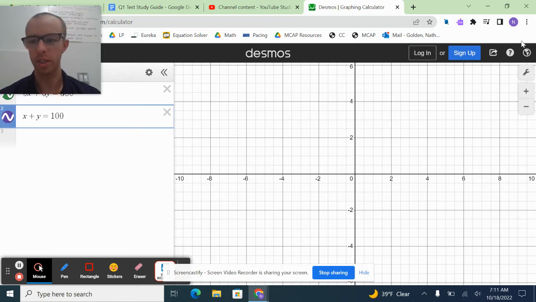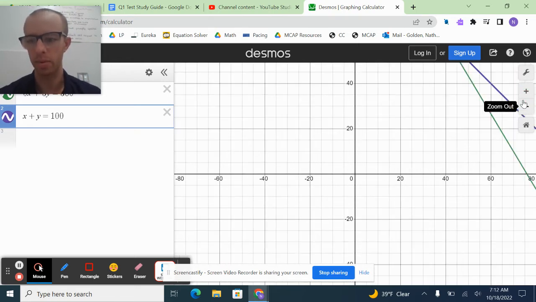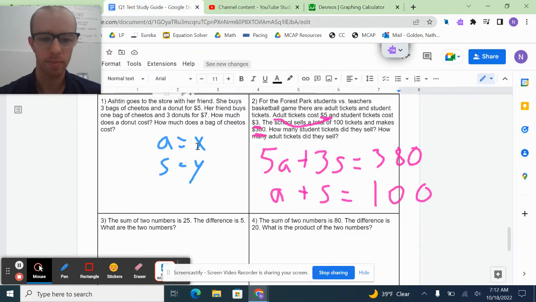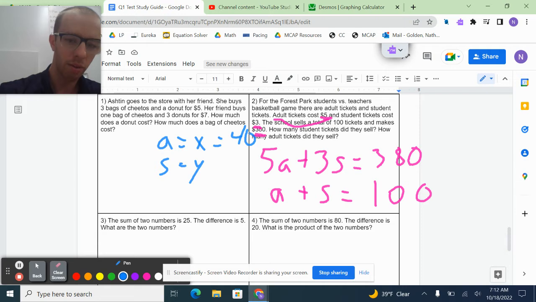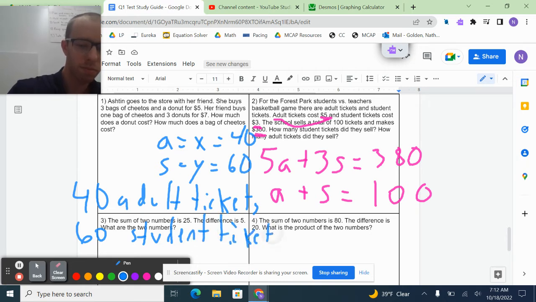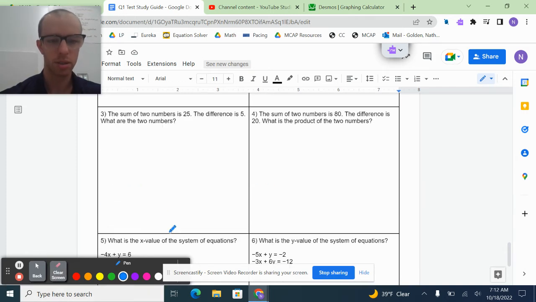I can't see anything. I don't see where they cross. I'm going to slowly zoom out until I see where they cross. Click here. They cross at 40, 60. So X is always first, so I know X is 40 and Y is 60. That makes sense, 100 total tickets. So the answer, again, is 40 adult tickets. Write out an actual answer. And 60 student tickets. Bam. All right, let's clear this out.